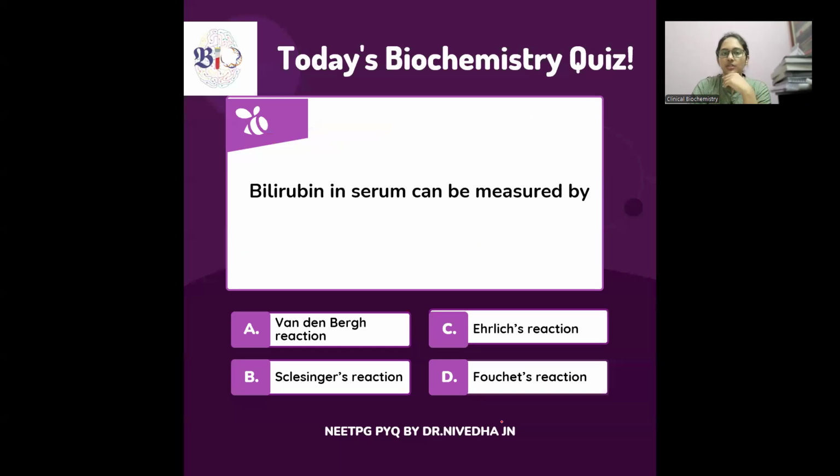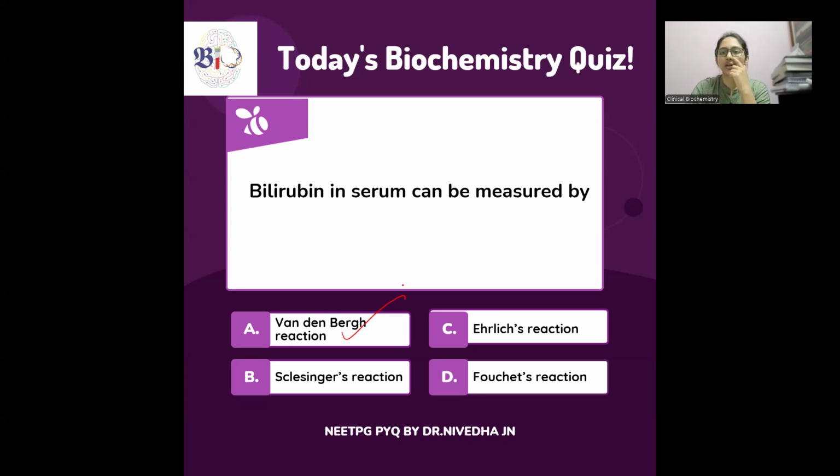Let's move on to the next question. Bilirubin in serum can be measured by. So what are these tests and what is the Van den Bergh reaction? That's what is important here. Whenever you collect the blood, you separate the serum, and in the serum is what you measure the bilirubin. So be it direct bilirubin, indirect bilirubin, or total bilirubin, the reaction that is used to estimate the level of the bilirubin is going to be Van den Bergh's test.